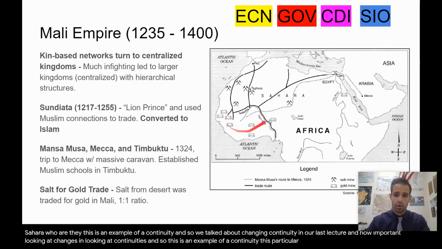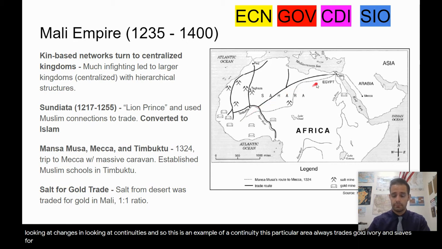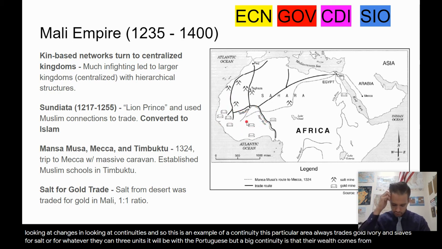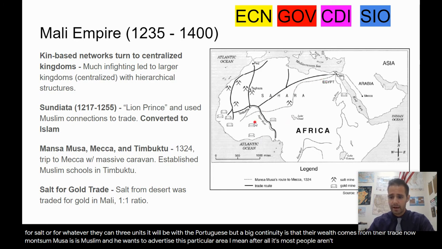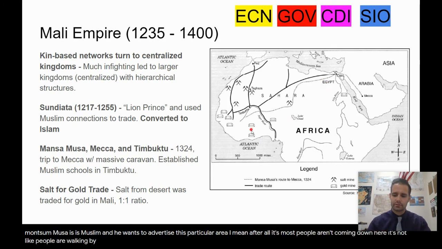This particular area always trades gold, ivory, and slaves for salt or for whatever they can get. Sometimes it's with the Muslims, in later units it will be with the Portuguese, but a big continuity is that their wealth comes from their trade. Now, Mansa Musa is Muslim, and he wants to advertise this particular area. After all, most people aren't coming down here. It's not like people are walking by Timbuktu and walking by the Mali Empire. So, he needs to advertise.